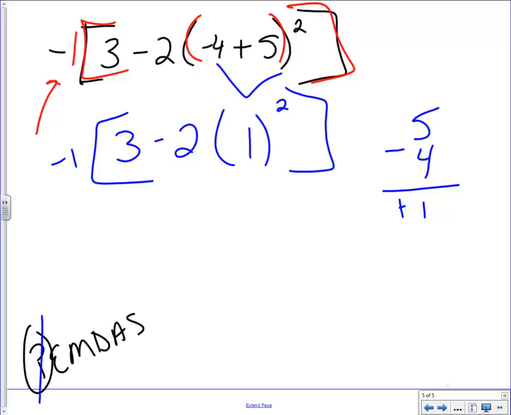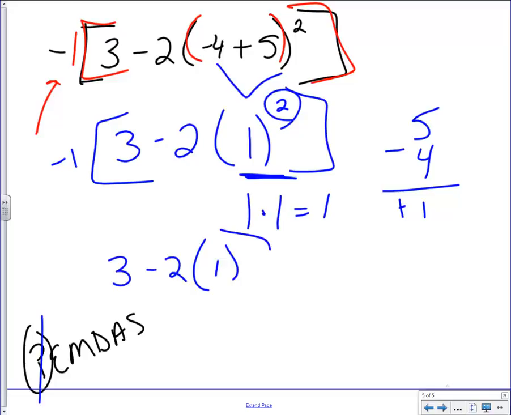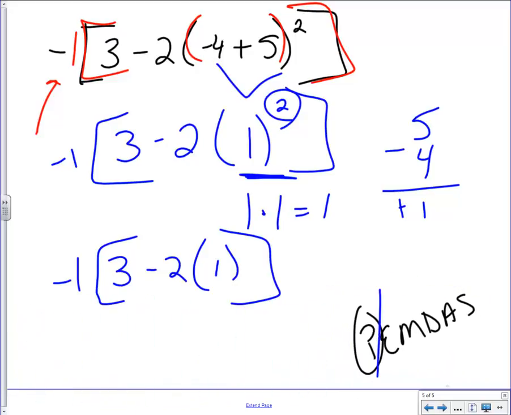I'm moving on to the exponents, and here's my exponent piece. So I have the base of 1. I have 2 of them, so this is what I have. 1 times 1 is 1. So I have 3 minus 2 times 1 inside the brackets with a negative 1 on the outside. The next piece of this is to cross out our exponent and move on to what we have next.